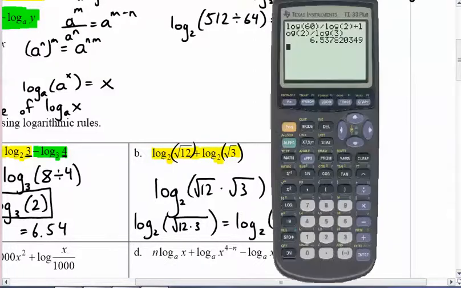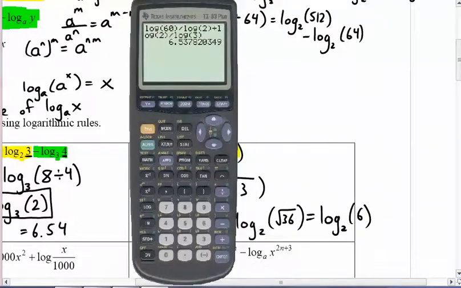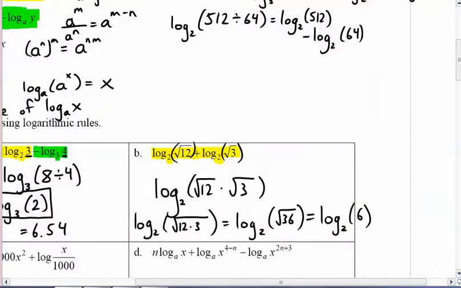Now if you wanted to calculate that on your calculator, you would have to type it in as a fraction using the blue law. Log 6 divided by log 2 is 2.58. So the simplest form is log base 2 of 6, but you can also write 2.58. Now you try part C.